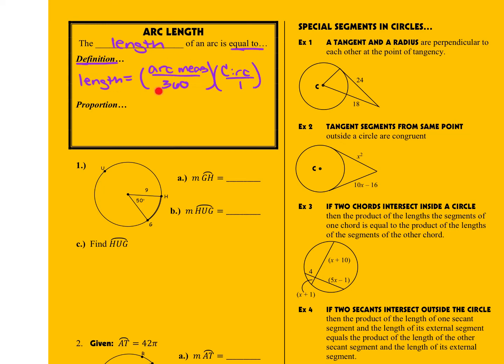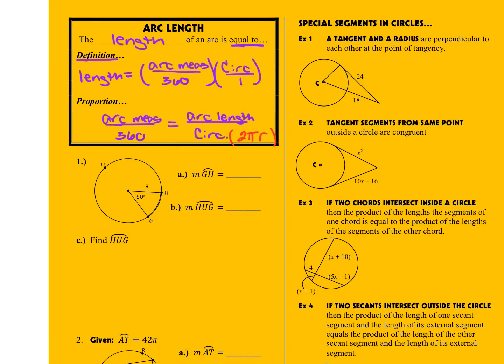Now, you can rearrange this formula into a nice proportion, and some students are going to prefer this method. It's not going to matter which method you choose. Everyone's going to have their own preference. If we rearrange our formula algebraically, what we will get is arc measure divided by 360, and that will equal arc length divided by the circumference. Now, we should remind ourselves that the formula for circumference is 2 pi r, or pi times diameter, whichever one you want.